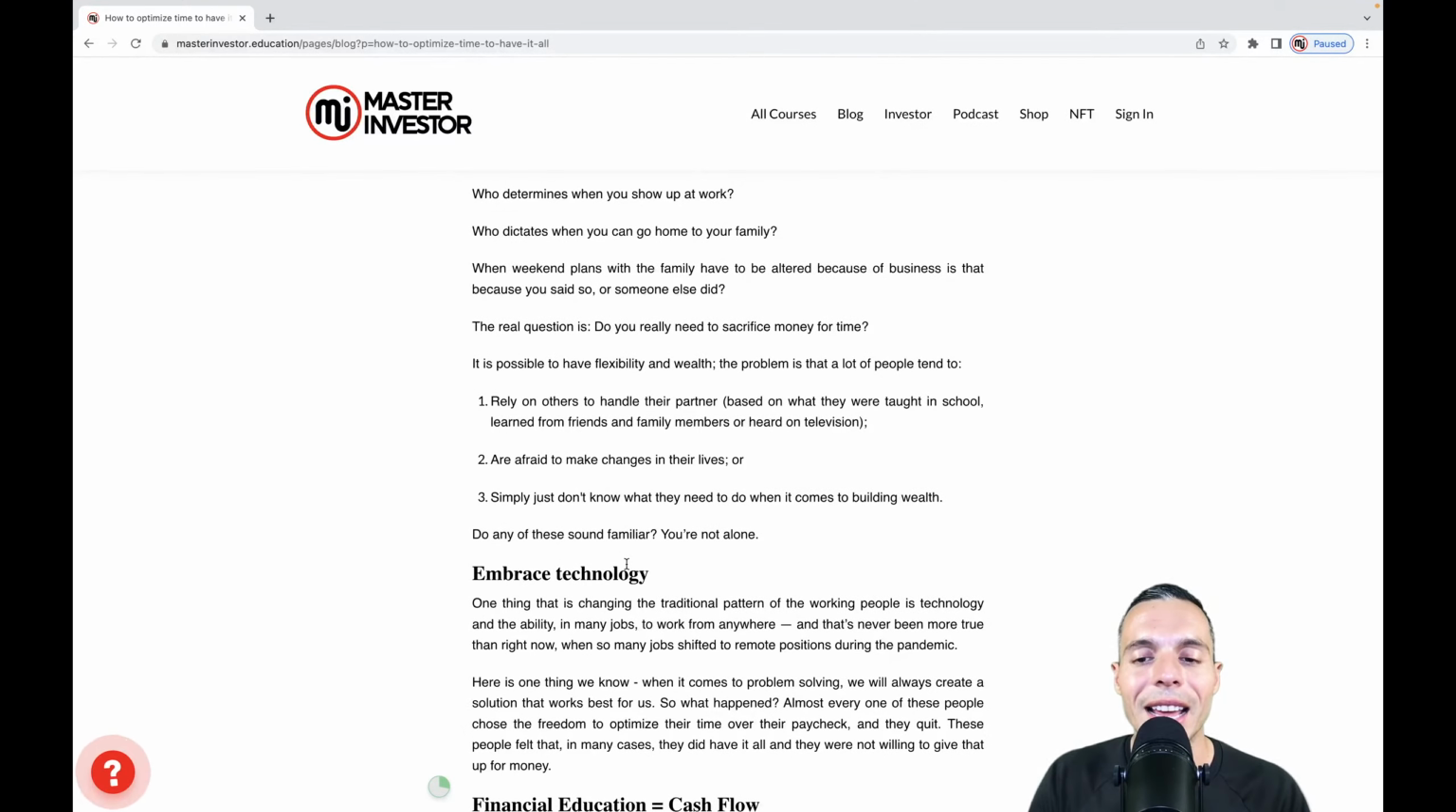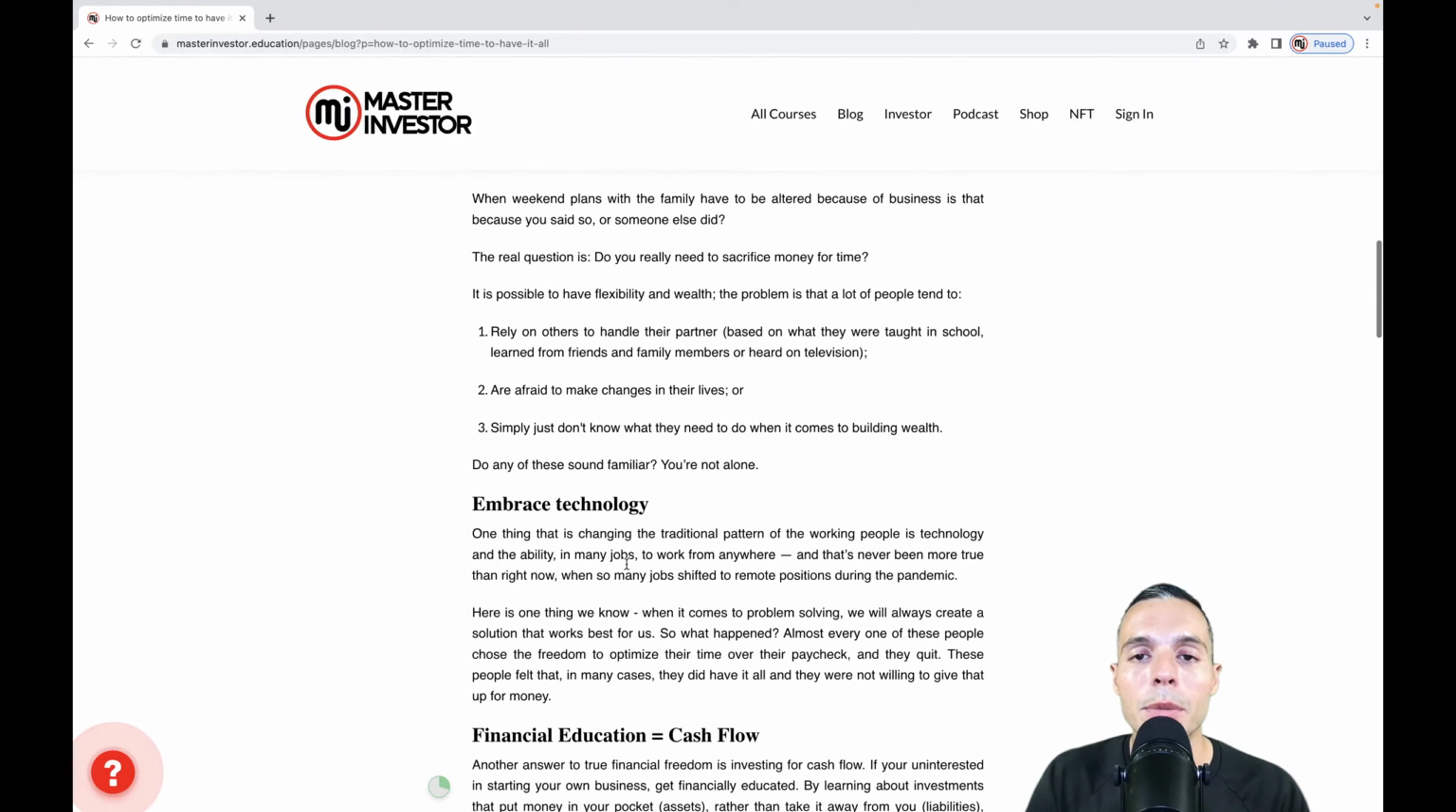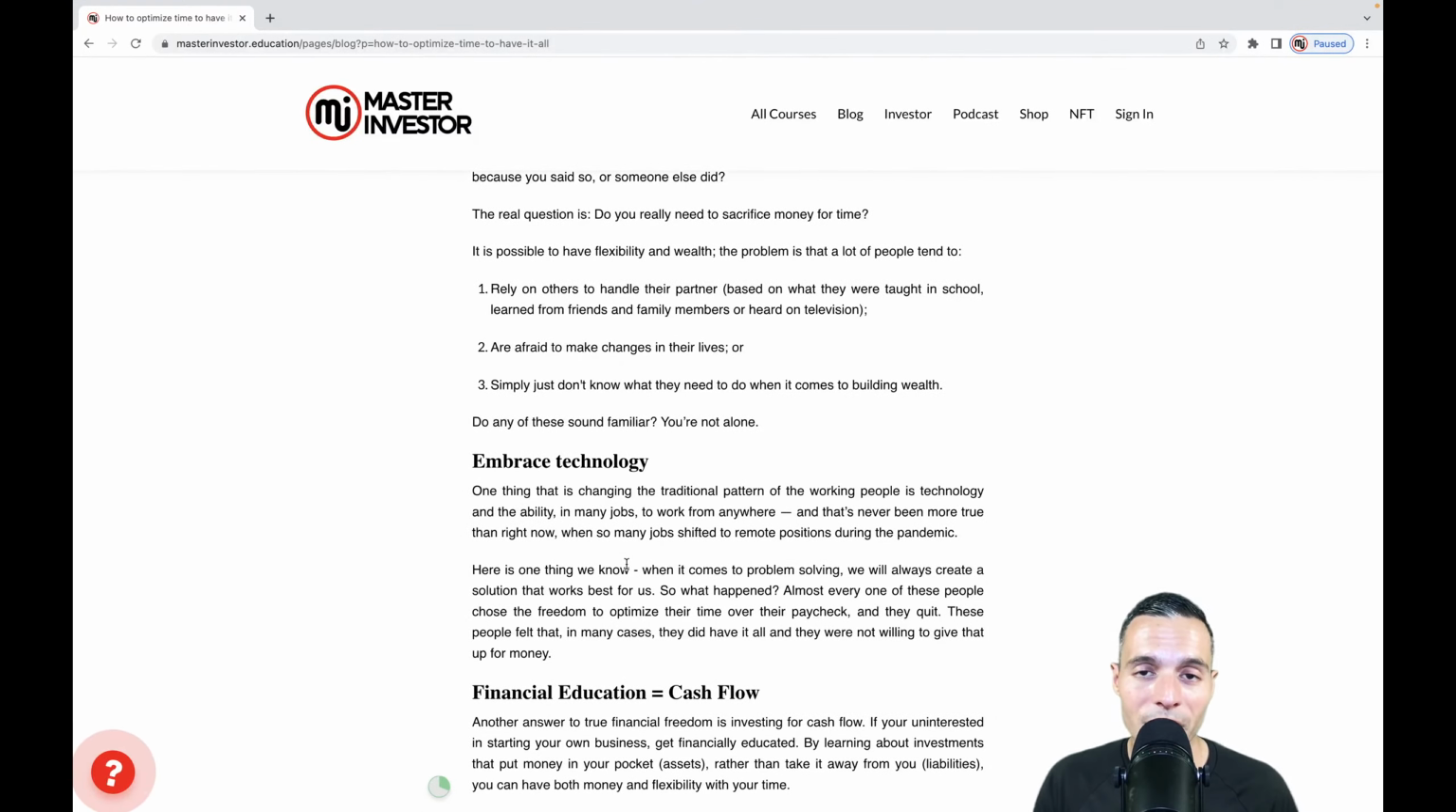The problem is that a lot of people tend to rely on others to handle their finances. They rely on their partner or their parents and so forth, based on what they were taught in school, learn from friends and family members, or hear on television. Number 2, are afraid to make changes in their lives. Or 3, simply don't know what they need to do when it comes to building wealth. That's why financial education is so key. And unfortunately, we don't find financial education in our schools.